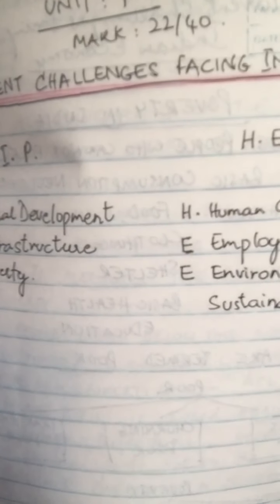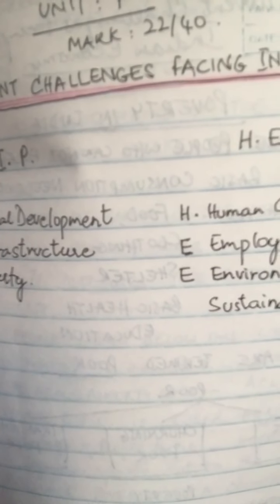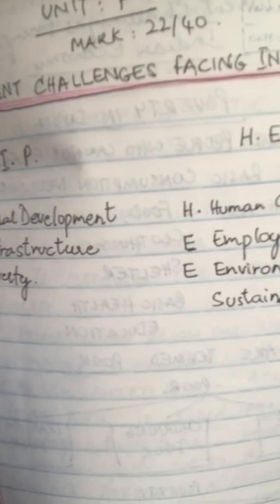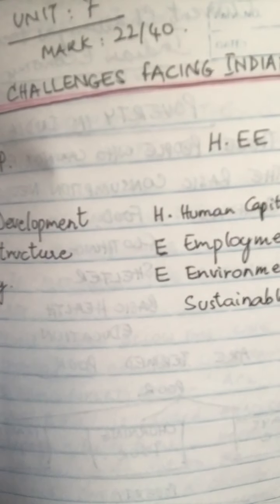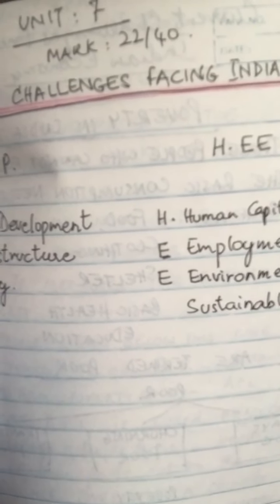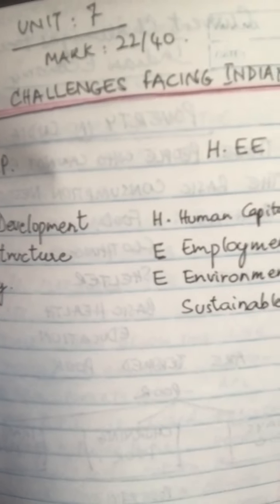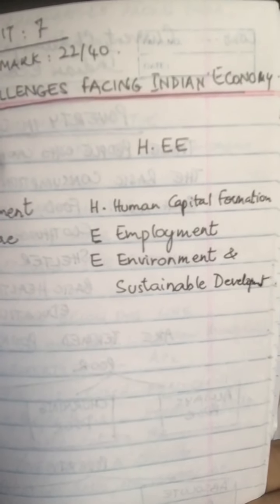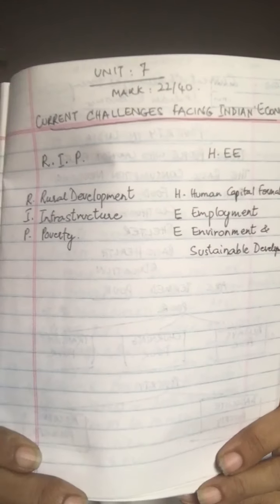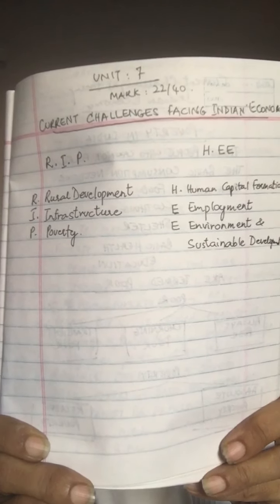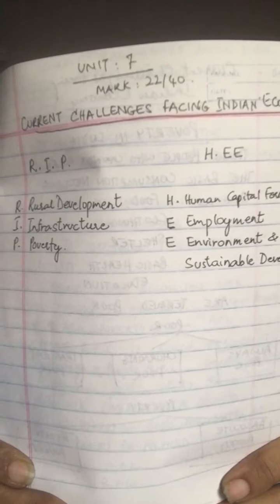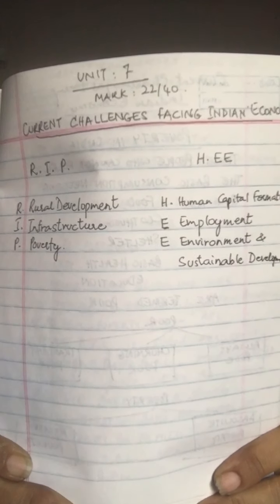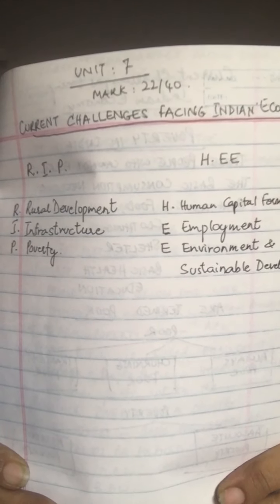HEE. So, what is RIP? R is for rural development, I is for infrastructure, P is for poverty, H was human capital formation, E is employment, and another E is environment and sustainable development. So in this we finished with what is poverty. We finished. So current challenges facing Indian economy.